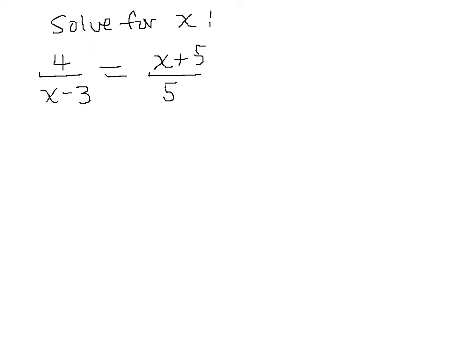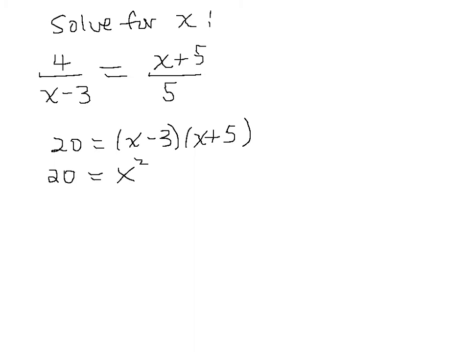But here, all we do, again, is cross multiply, and what that gives us is 20 is equal to x minus 3 times x plus 5, which is the same as 20 is equal to x squared plus 2x minus 15. And if you remember, when we're solving these kinds of equations, which are really quadratic, second-degree equations, we have to get 0 on one side. And so we do that by subtracting 20 from each side, and here's what we get.